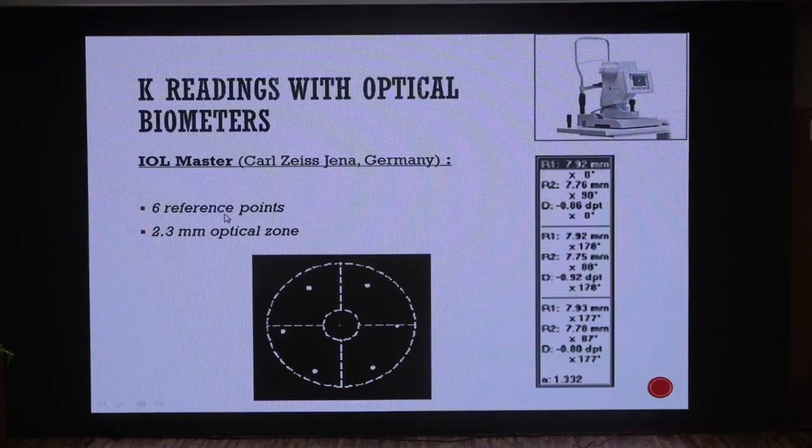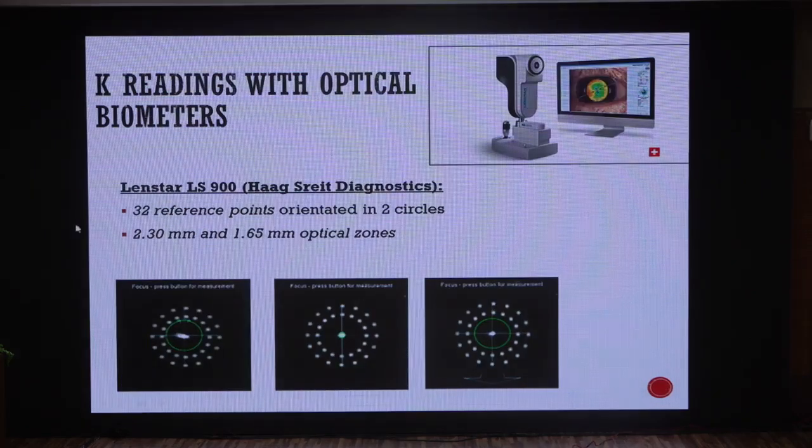Now coming on to the automated ones, I'll talk about the ones that have been incorporated in the biometers. First is your IOL Master by the Zeiss group. It takes into account 6 reference points on the anterior corneal surface within the optical zone of 2.3 mm, takes a series of keratometry readings and gives you the final keratometry reading. Then we have LensStar, which is by Haag-Streit. It takes into account 32 reference points which are arranged in 2 circles, the inner one being a 1.65 mm optical zone and the other one being 2.3 mm.